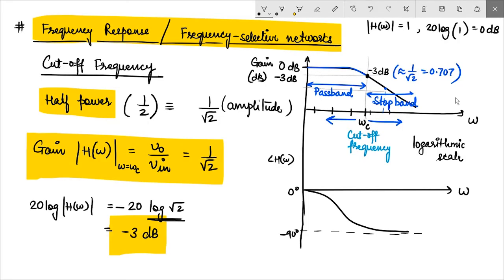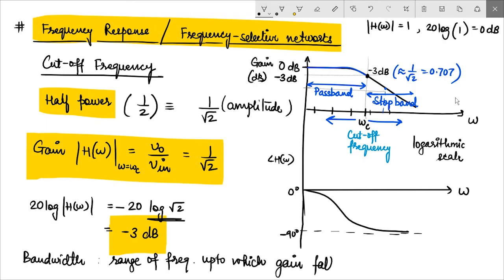So again, to rephrase the definition of bandwidth, bandwidth is that range of frequency up to which gain falls by 3 dB. Okay, that means in this case, this is the bandwidth of this signal. Of course, in hertz.